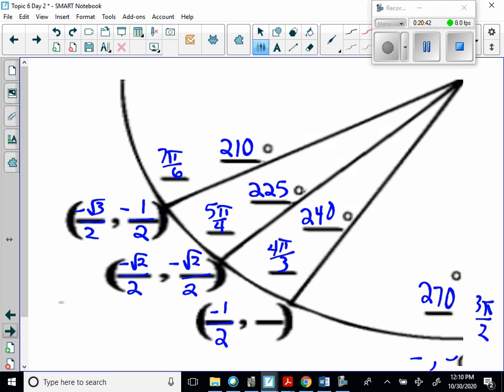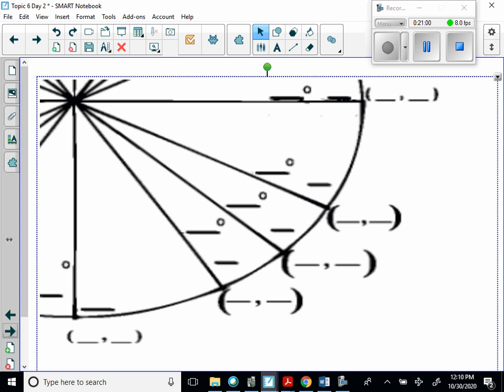This would be negative root 3 over 2. This would be 0 and negative 1. So keep in mind your x's are cosines, your y's are sine. Pause if you need to, I'll go to the next screen. Okay, so that means that we have to finish this out. We already did the bottom, so I'm not going to do the bottom again.